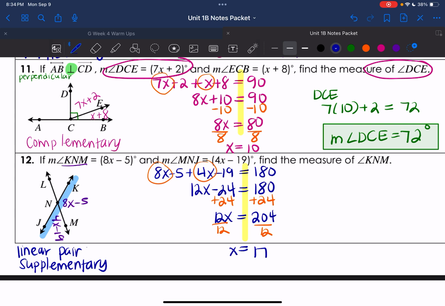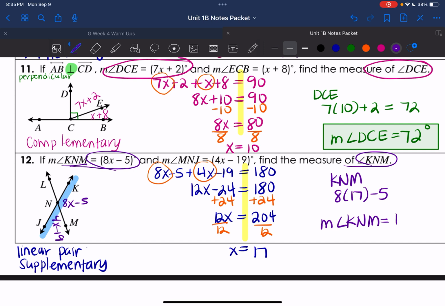And now that I know that, they want us to find the measure of K and M, and that was the first one over here. So in order to find that, we're going to do 8 times 17 minus 5. And whatever we get is going to be the measure of K and M. So again, I'm using my calculator. I'm typing this in. I'm getting 131. So 131 degrees.